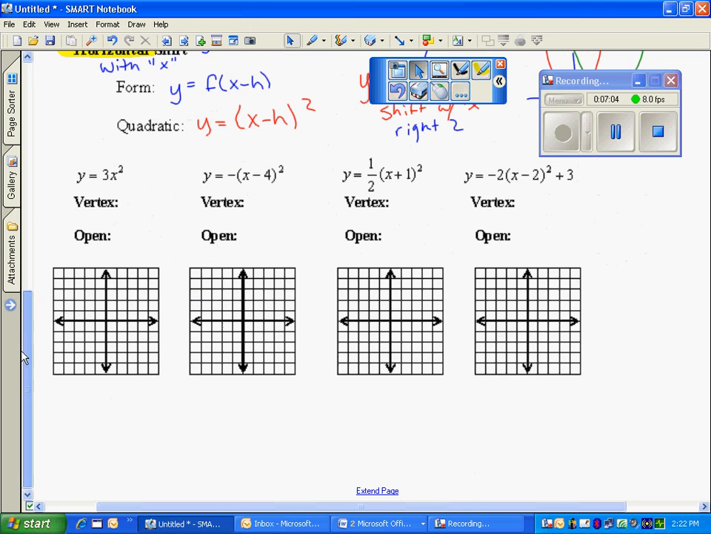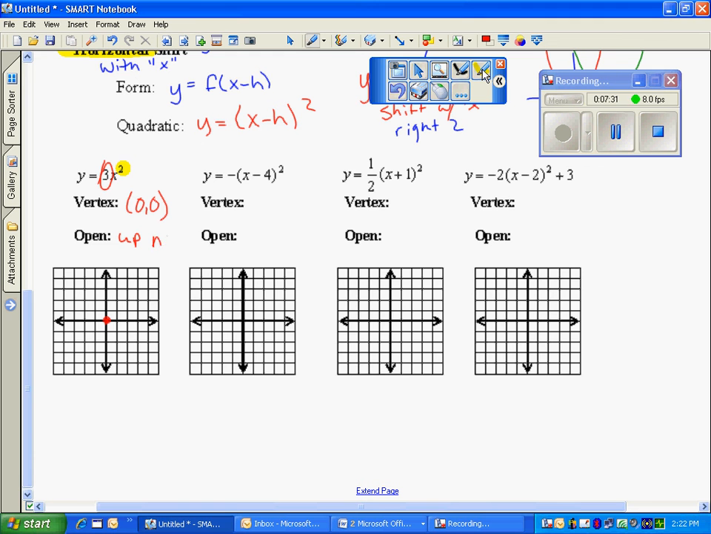So the first thing I notice is I have a parabola, so I know it's U-shaped. There's nothing with x, meaning it's not shifted left or right. There's nothing with y, it's not shifted up or down. The only value I need to think about is this 3. So the vertex is at 0, 0. And the positive 3 tells me it's going to open up because it's in the a position. And if I think slope, rise 3, run 1, it's going to be narrow.